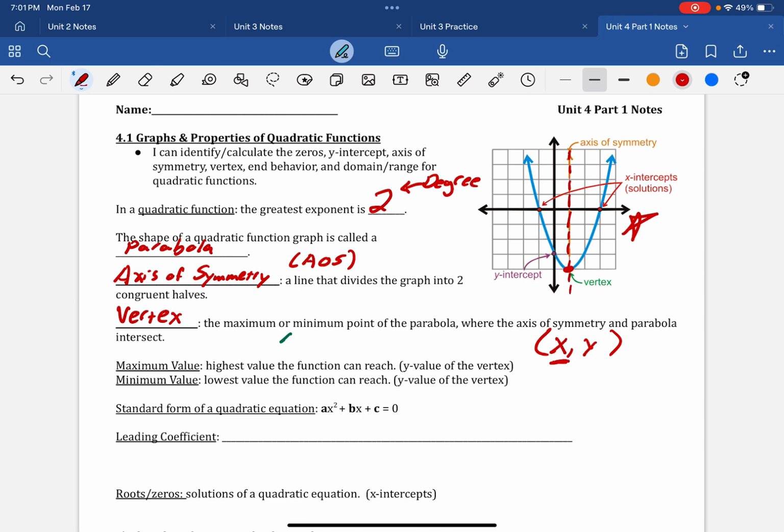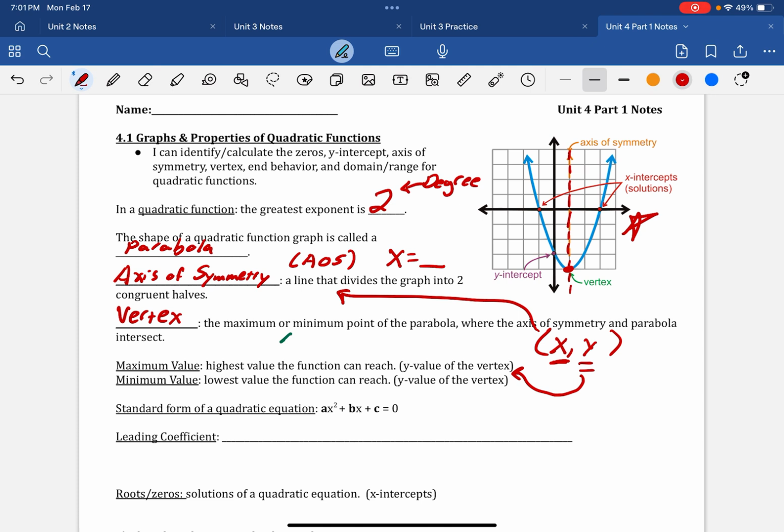This x value is going to represent the axis of symmetry. And when we write that axis of symmetry, it's always going to be x equals whatever that value is, because it's an equation of a line. So you have to write the x equals. This y value is going to be a maximum or a minimum, the very top or the very bottom of a graph.